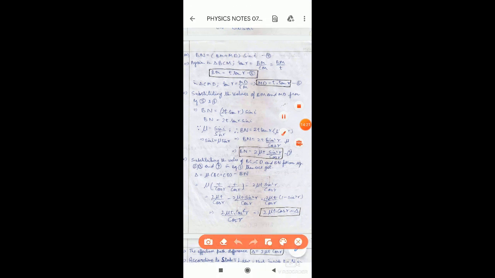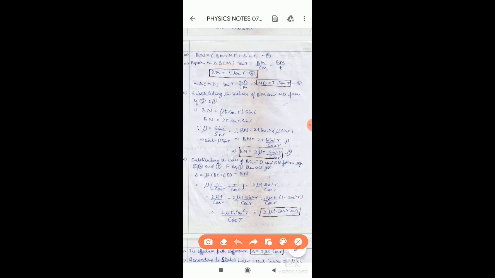Bn becomes Bd. Now Bn equal to Bm plus Md sin i, equation number 4. Again in right angle triangle BCM, tan r equal to Bm upon Cm, which can be written as Bm by t. So Bm equal to t tan r, equation number 5.